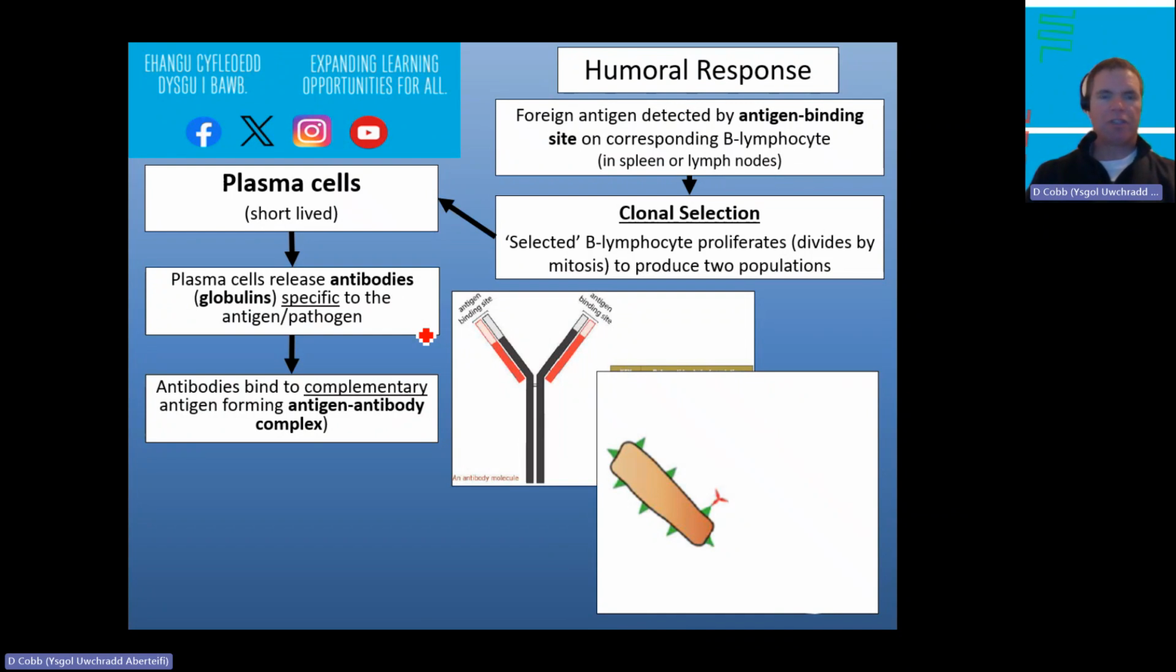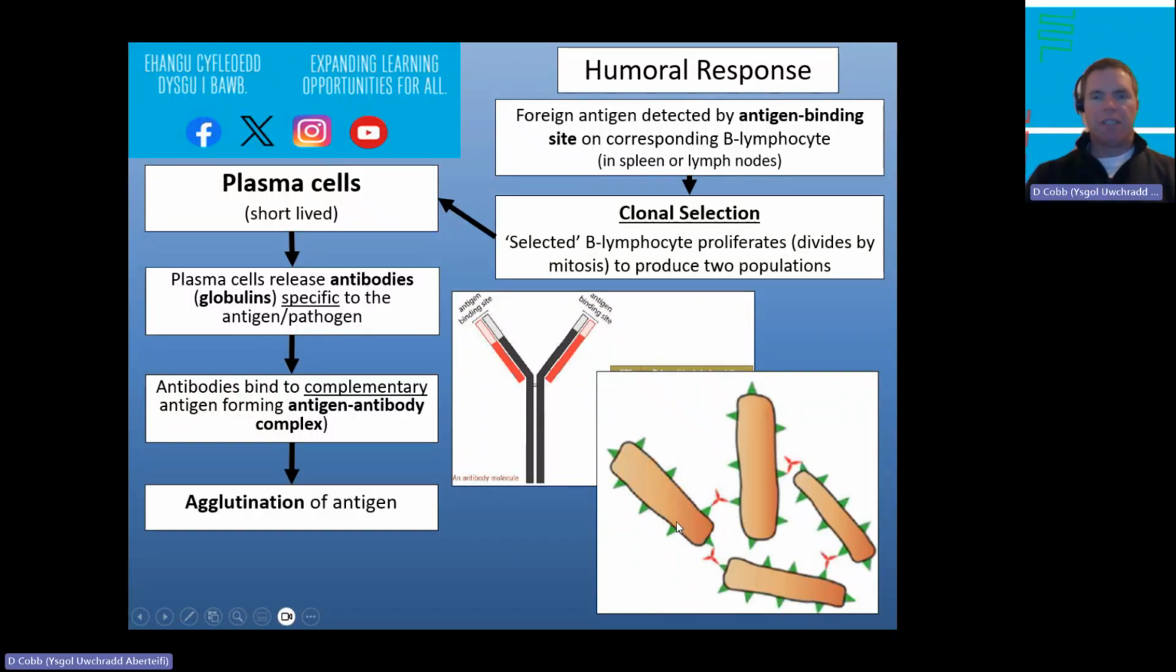So they bind to each other just like an enzyme and a substrate bind, okay? And remembering that they're specific. So antibodies bind to the complementary antigen and they form what's called an antigen antibody complex. So the diagram we're seeing down here now is an antigen antibody complex.